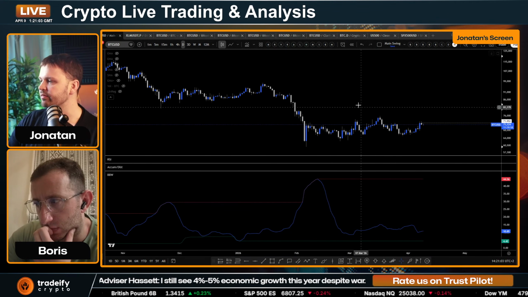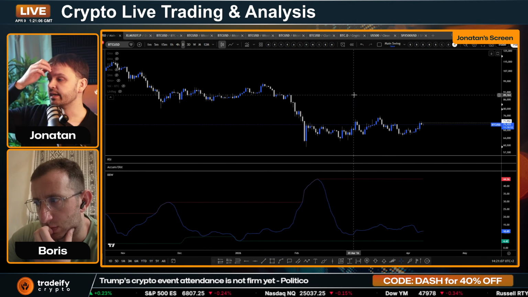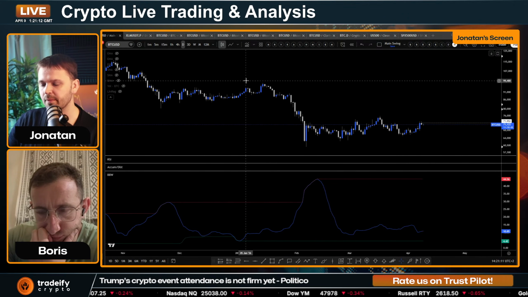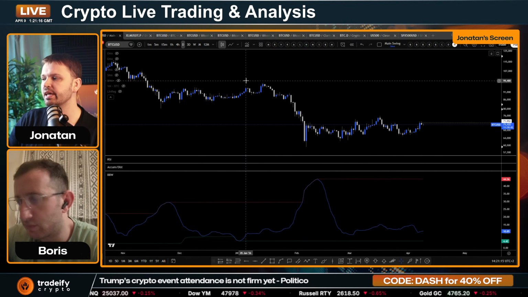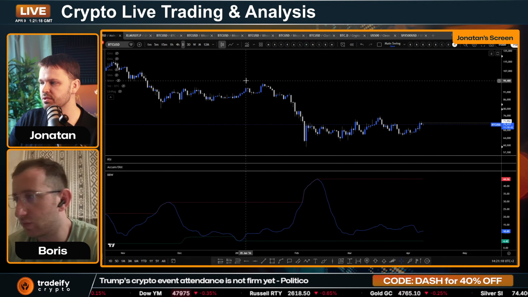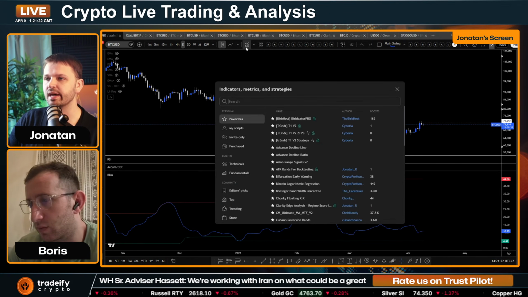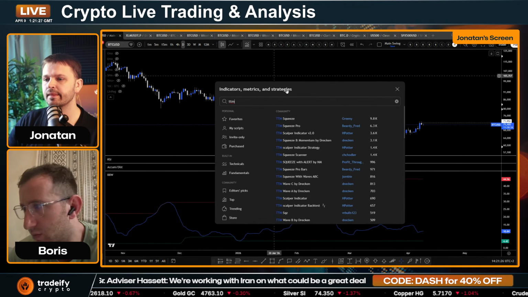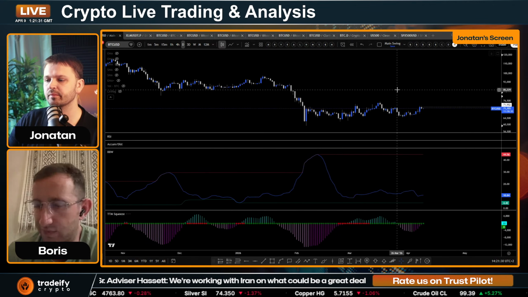So we also have something called the TTM squeeze flag, and that is a combination of the Bollinger Bands and the Keltner channels, which let's see if I can find that indicator. Yeah, here it is. That's the TTM squeeze.